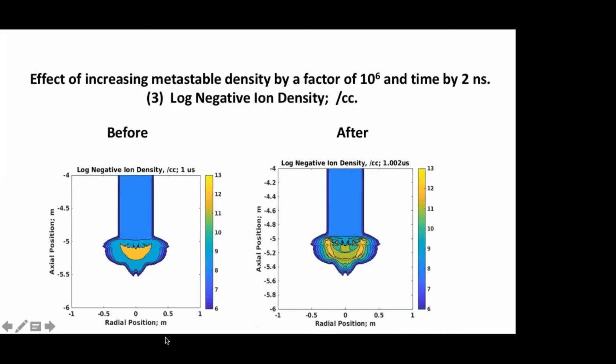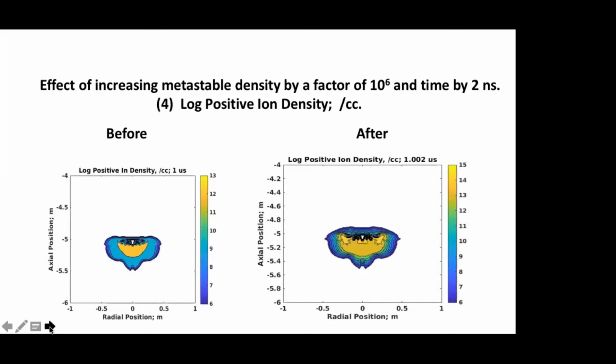Then the effect of negative ions is reduced to well nigh zero, because all these metastables are detaching electrons from the negative ions, converting the negative ions to electrons. So here, the negative ion density started off at something like 10^12, and here it's gone down, the bottom is something like 10^9, and the electron density is very much lower.